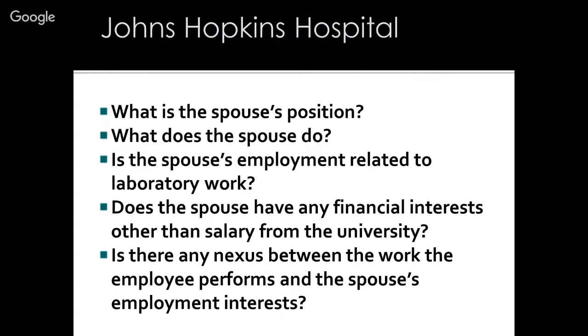Yeah, and I think again that's always what we're looking for. Is there any nexus between what the spouse is doing in their outside employment, or any financial interests that they have associated with that outside employment, and the work that the employee would be engaging in? So we'd want to know things like, what financial interest is there? Does the spouse have anything other than salary that they derive from their employment with the university? Because as we know from the criminal conflict of interest law, the spouse's financial interests are treated as the employee's own.